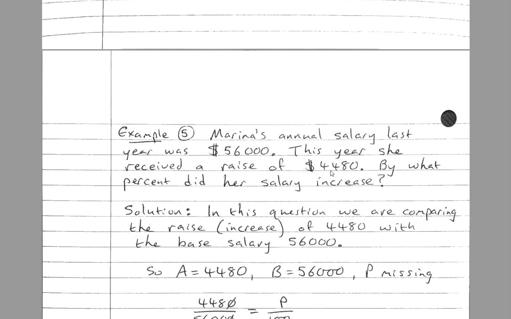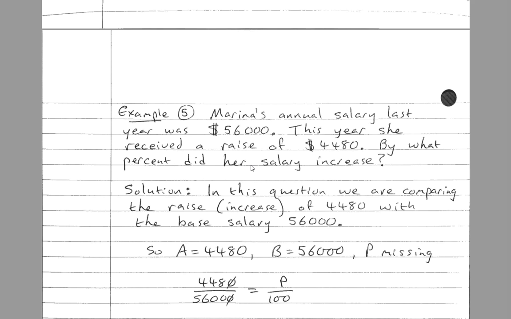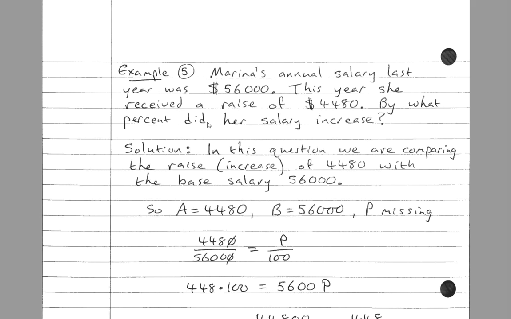Here, the 56,000 is the base number. It's the base salary. The increase, the raise, is 4,480. So we're really comparing this number with the base 56,000. All right, so in this case, the A is 4,480, B is 56,000, P is missing.